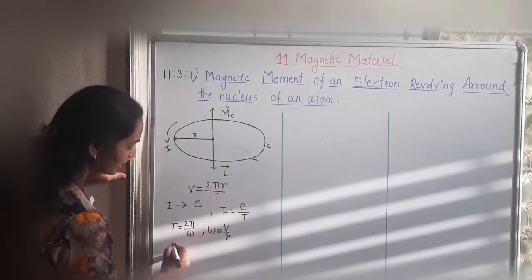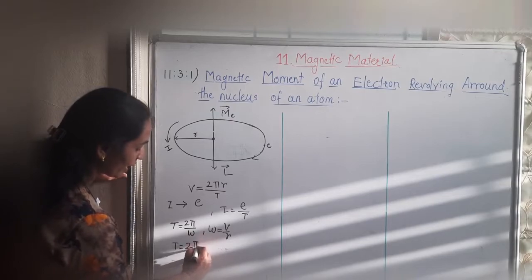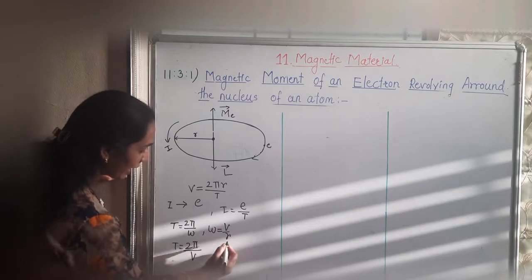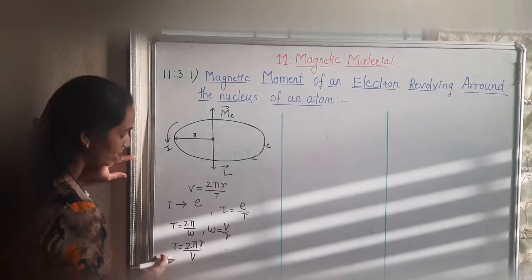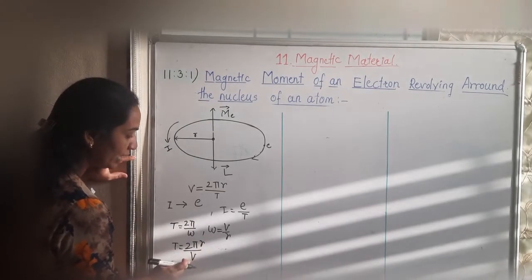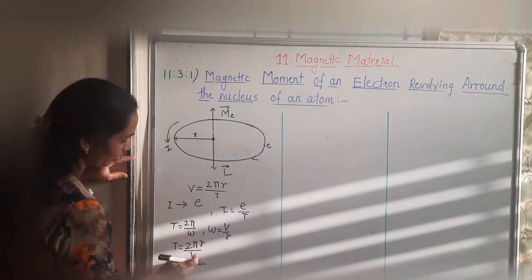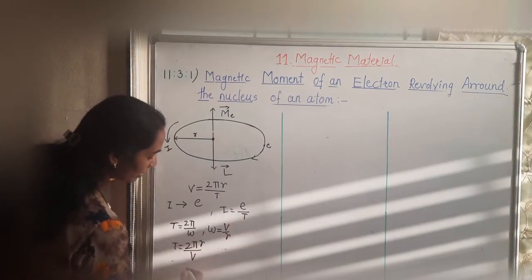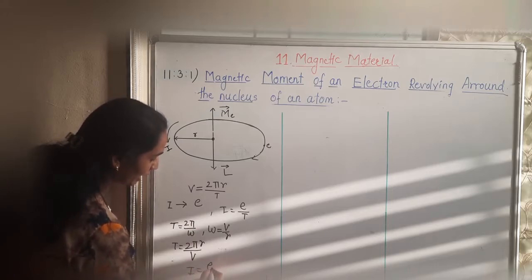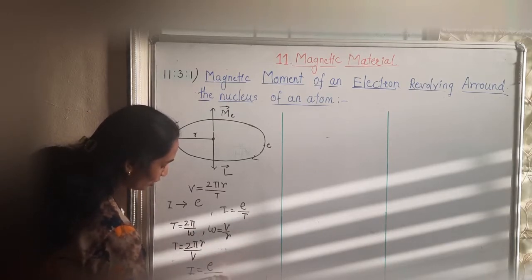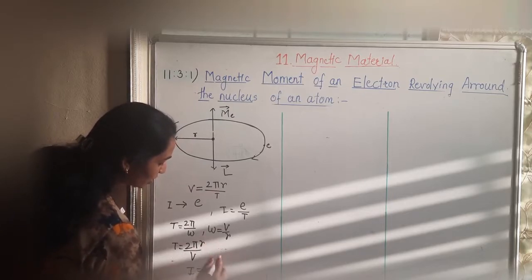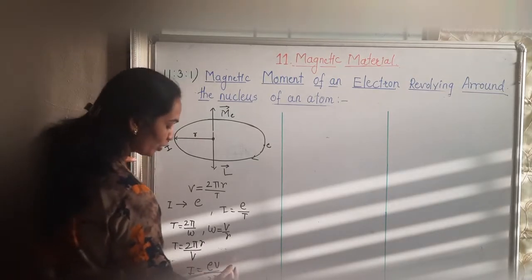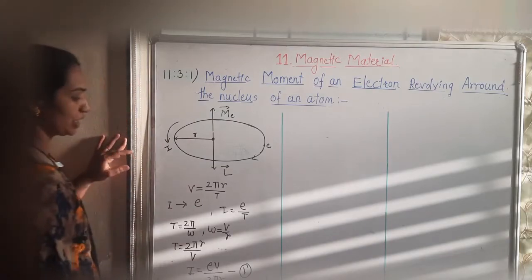Substituting ω equal to v upon r in the equation, T becomes equal to 2πr upon v. Now we substitute this T in the current equation: I is equal to e over 2πr upon v, so I is equal to ev upon 2πr. This is equation 1.